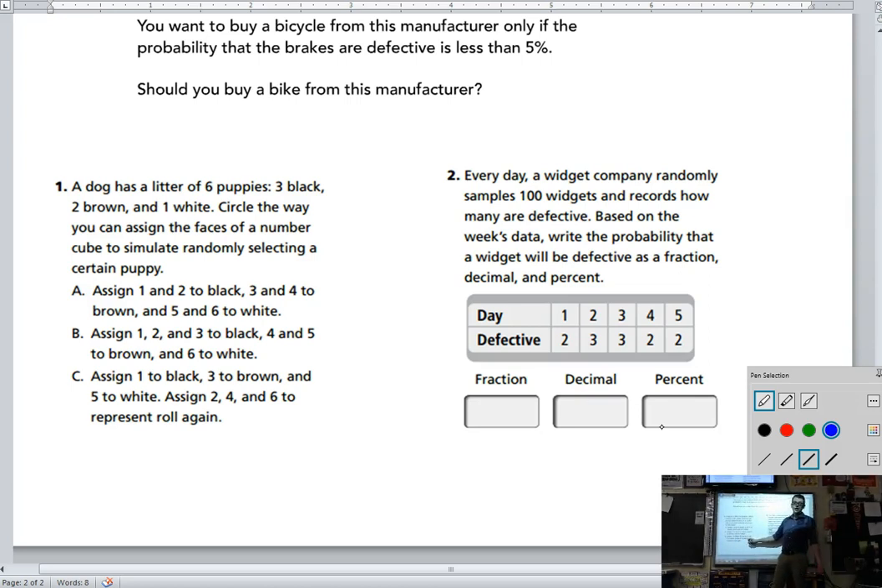This would give brown a 1/6 chance, and give white a 1/6 chance, which is not true. According to the data that I have, black's got the highest chance, brown has the next chance, and white has the next chance. So C is right out.